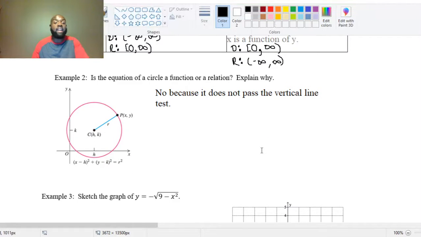So we know that it's not a function. However, if I were to just look at part of this circle, for instance, just half of the circle.